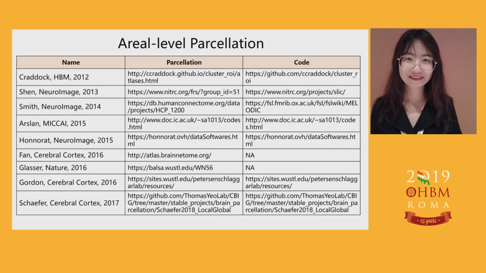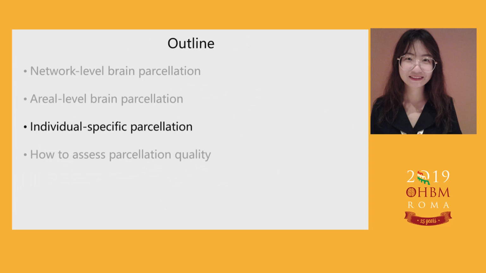Here again, I'm listing all the publicly available area level parcellations I can find. You can also download parcellations or apply the code to generate your own area level parcellations. So far, I have described approaches for estimating network level and area level parcellations. I will now move to the individual specific parcellation.